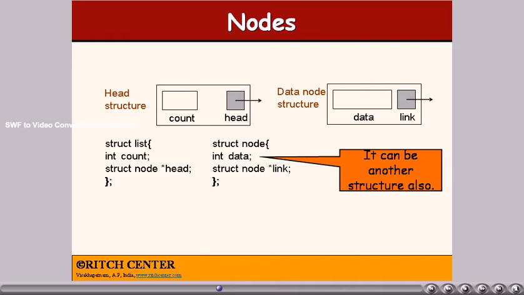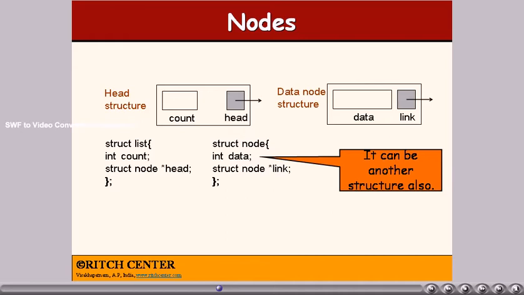And also in the node structure, we need not always maintain only integers. You can maintain float, you can maintain names, you can maintain anything. We can even maintain another data structure, another structure also.